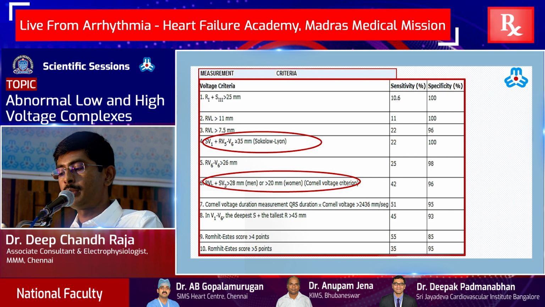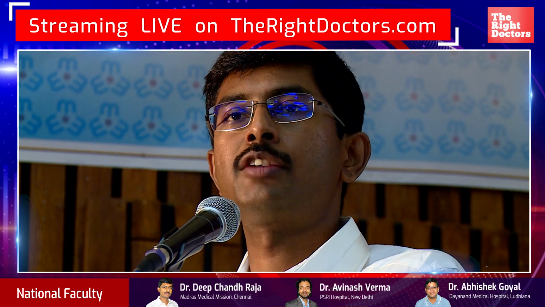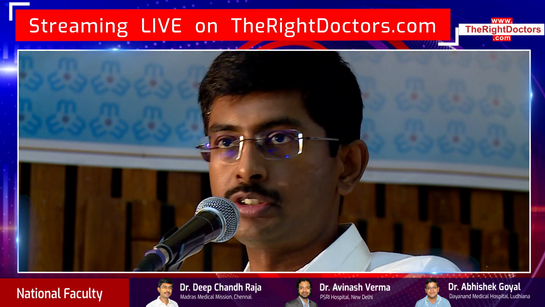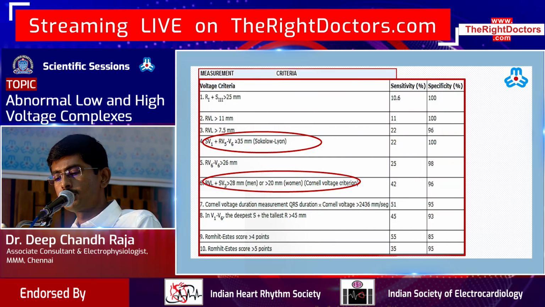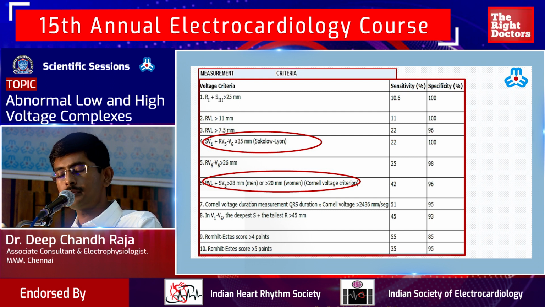Again, you also need to remember the Cornell voltage criteria because it has a reasonably better sensitivity, balancing it with specificity as well. The total diagnostic accuracy is better for the Cornell voltage one. For your exam purposes, you need to remember all these things. They look at the R voltage in aVL and the S voltage in V3, and according to gender, a 28 mm cutoff for men and 20 for women.